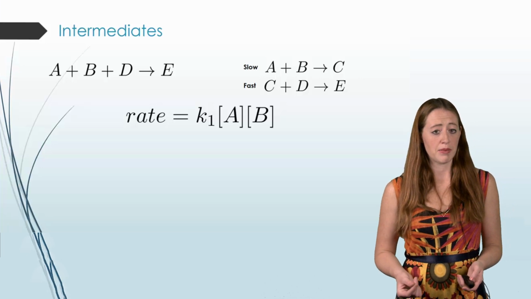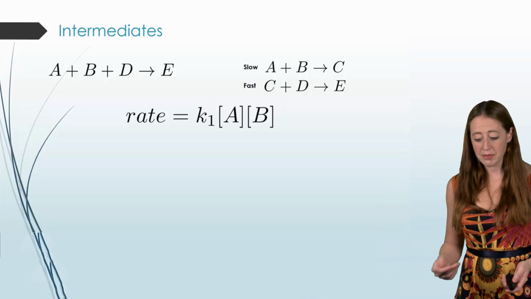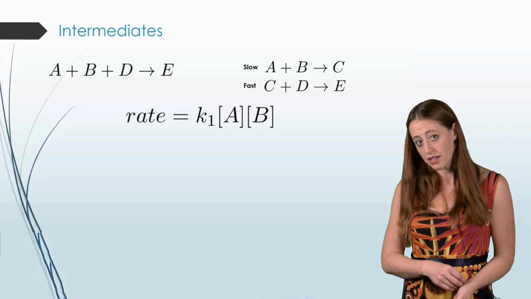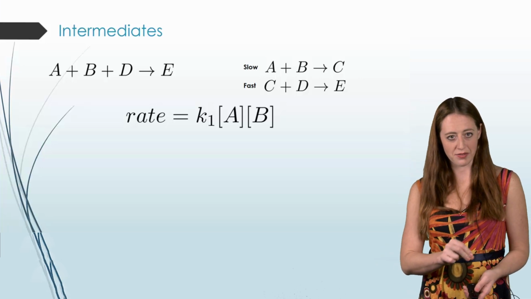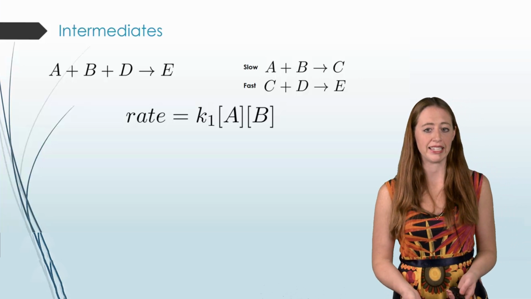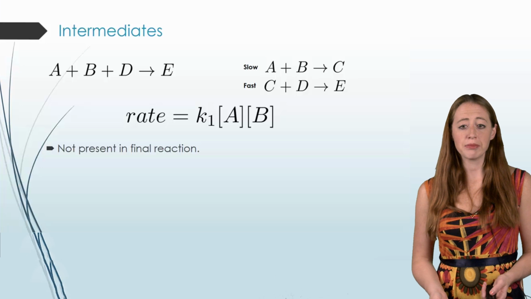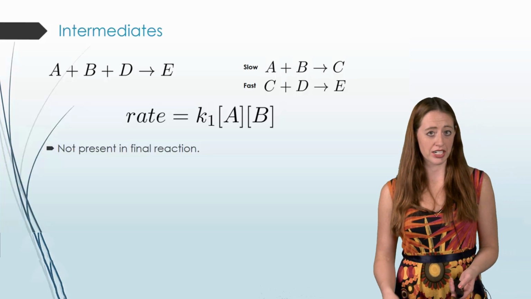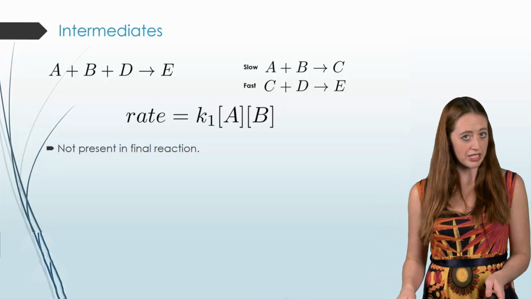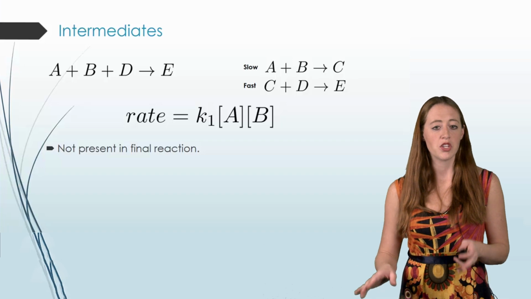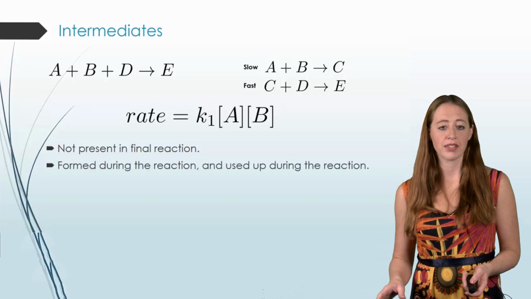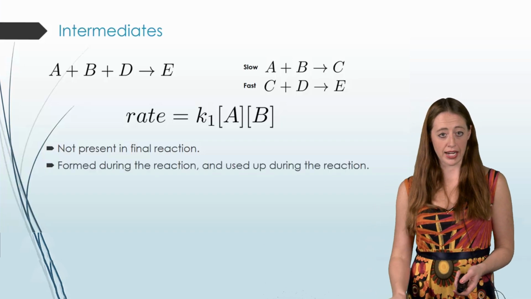So now let's talk about something else that happens here. And this becomes really important when writing rate laws, and so I stuck the definition in this video. And that's something called intermediates. Intermediates are not present in the final reaction. But there's going to be another thing that we talk about later on that's true for too. So there's something else we need to add in here. It is formed during the reaction.